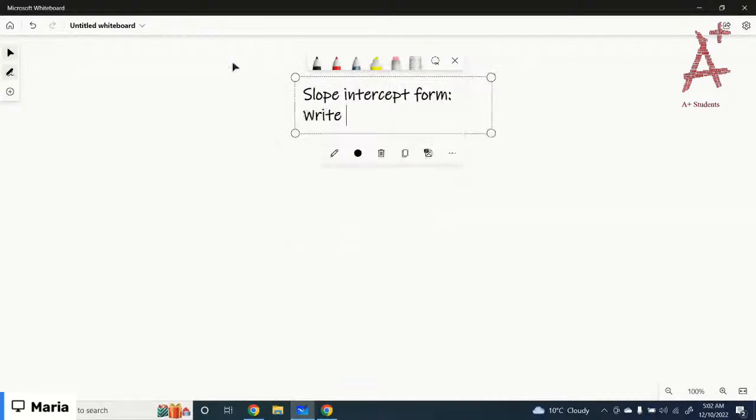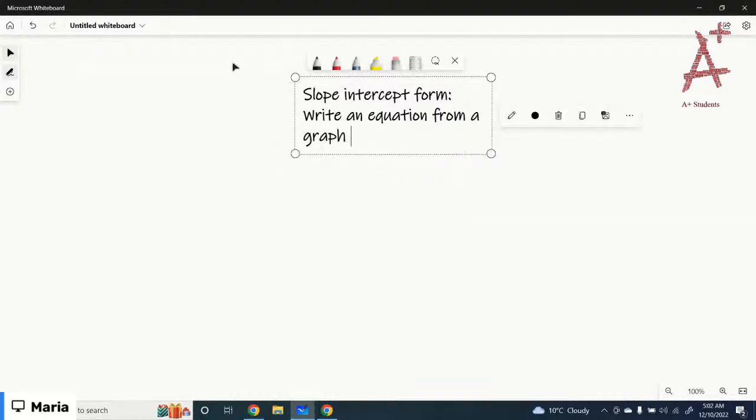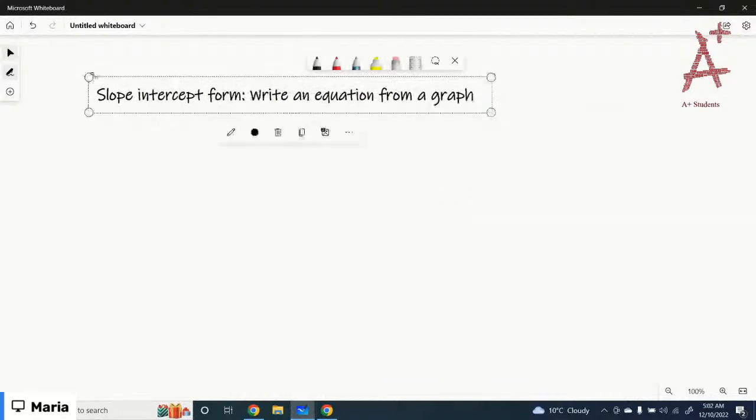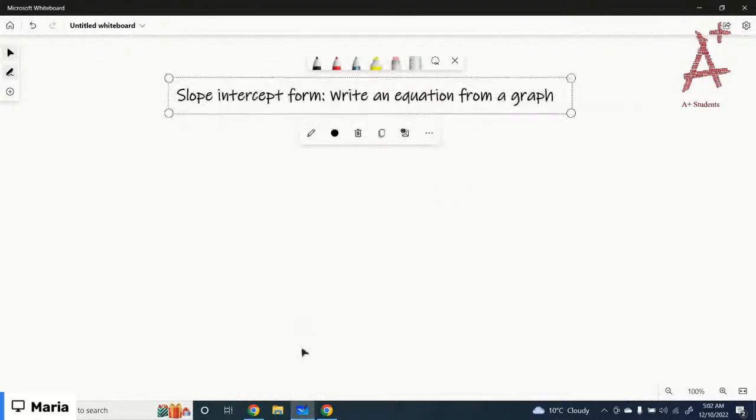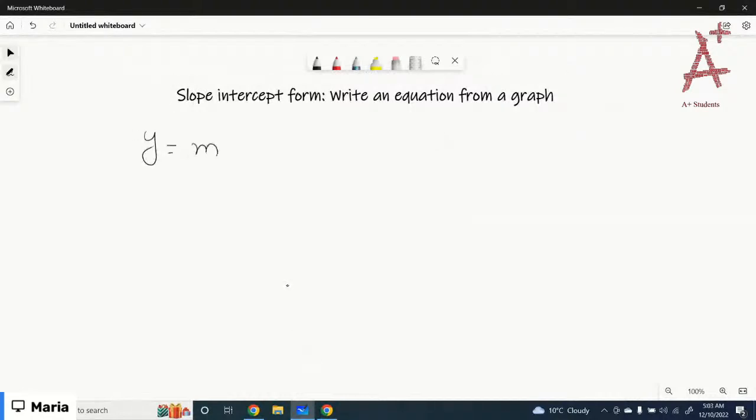So you are given a graph. We have to find the equation from the graph. So how do we find the equation from the graph? First of all, the slope intercept form is y equals mx plus b. Got it? That is the equation in the slope intercept form. Let's start with an example.